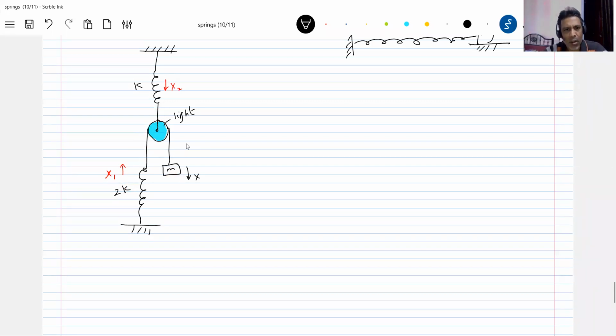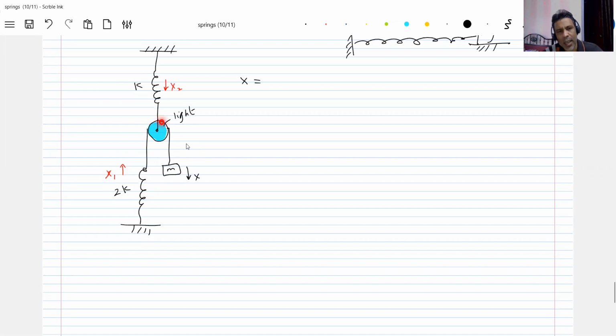Okay, let's see how X, X1, X2 are related. I'll take help of the superposition principle. X is equal to, let's assume that only spring 2K is there and the other spring is not there. If the block moves by 1 meter down, how much will the spring elongate? 1 meter.